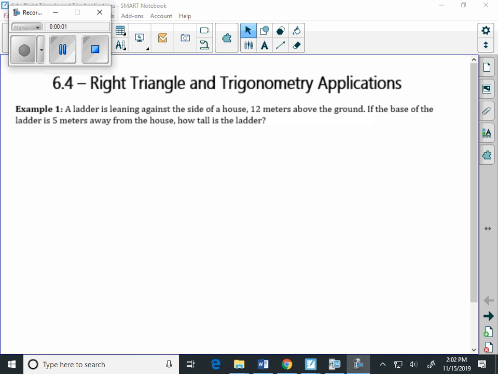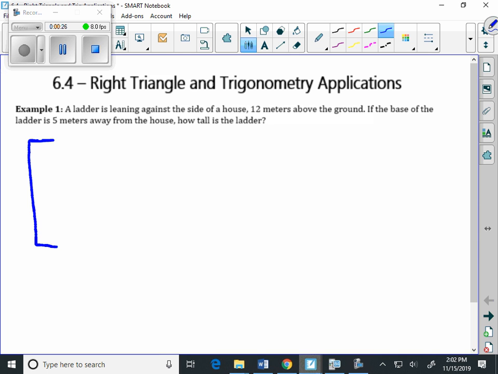A ladder is leaning against the side of a house, 12 meters above the ground. If the base of the ladder is 5 meters away from the house, how tall is the ladder? Well, the good news is, on most of the problems that we do here in geometry, the picture's provided for us. The bad news is it's not provided on this one, and even worse news is that means I have to draw the picture. But I am not a fancy artist here.